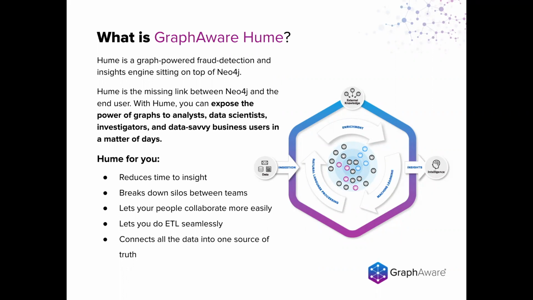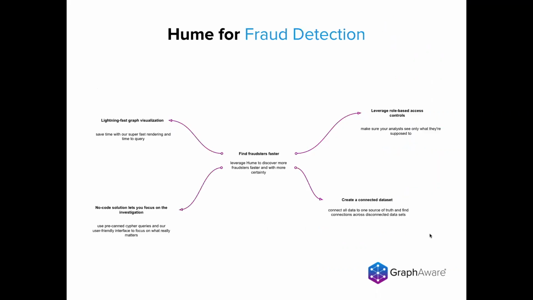Okay, so that was a little bit general, but let's drill down a bit deeper into what Hume can do for you when we are talking specifically about fraud detection. So very easy, you can detect fraud and find fraudsters faster. And this is possible thanks to several things. For example, our lightning fast graph visualization.